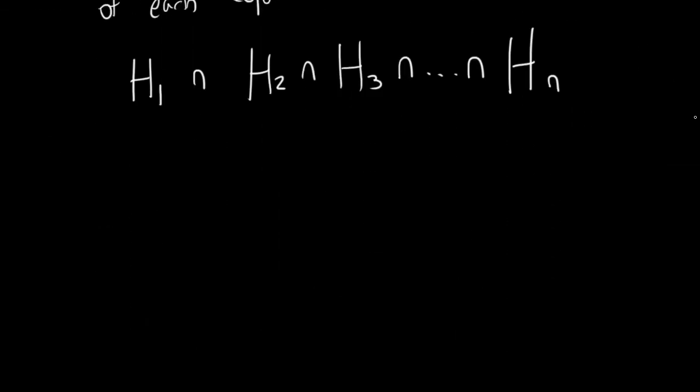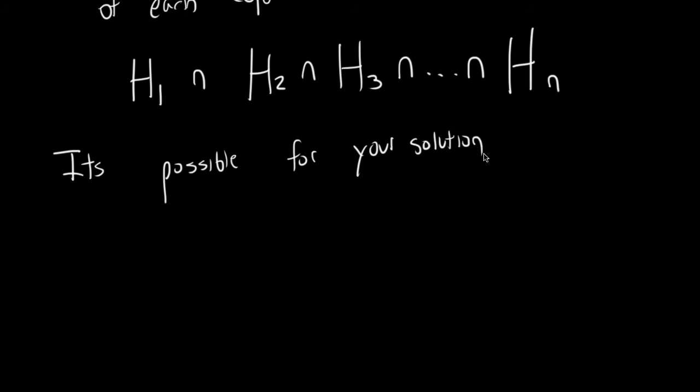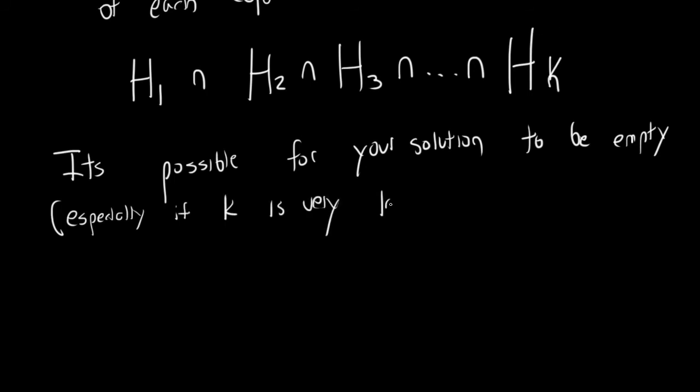So therefore, the more equations you're adding here, it's possible for your solution to be empty. I'm going to put k here instead of n. For your solution to be empty, especially if your term k over here is very large, and we'll add more, your equations are not multiples of each other.